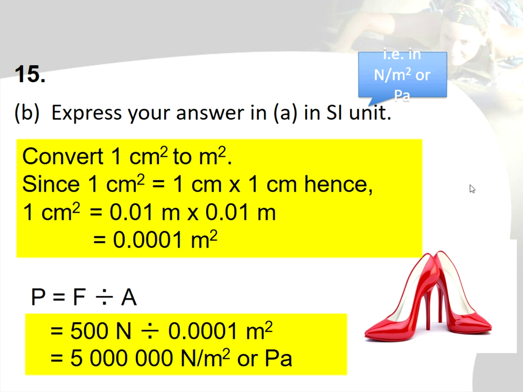So here, we have the same formula. Force divided by area, we get 5 million Pascals. 5 million. Now, which pressure is greater? The one exerted by the elephant or this woman? This woman, apparently, according to the figures provided by this question, this woman is exerting a greater pressure. Alright?